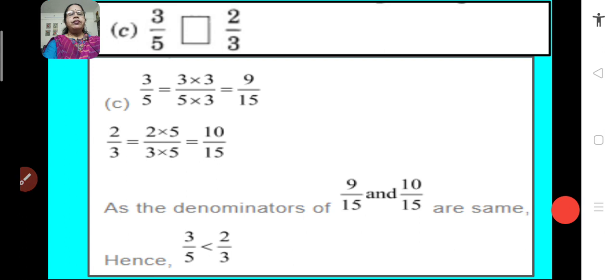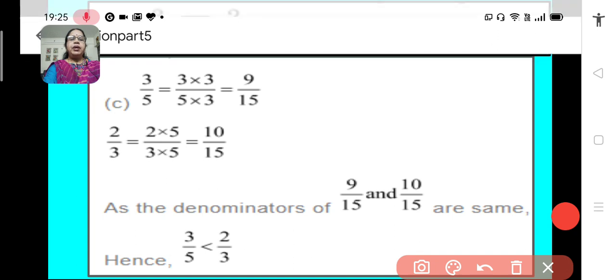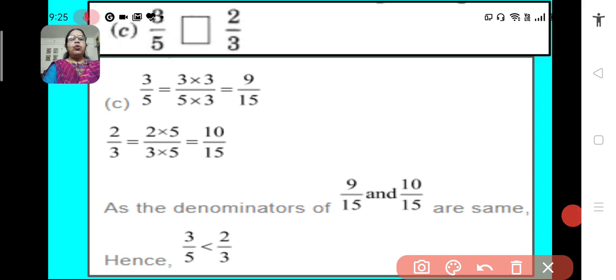Next, 3 upon 5 and 2 upon 3. Here we have two fractions with different numerators and denominators. In this case, what do we do? We find the LCM of the denominators. The LCM of 5 and 3 will be 15. We convert the denominators of both the fractions so that we get like fractions.